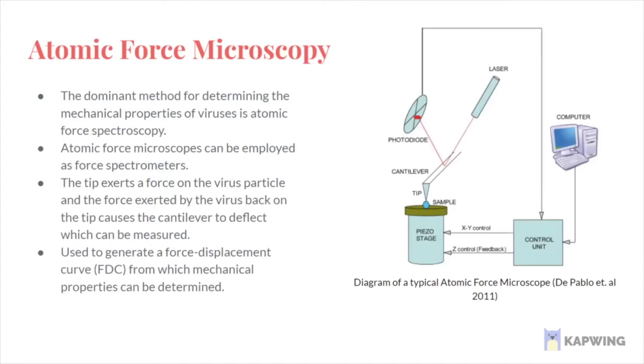The primary method for measuring the mechanical properties of viruses is atomic force microscopy. Effectively, the atomic force microscope is used as a force spectrometer. It applies a force to the virus and measures its mechanical response. It does this using a fine tip of a probe to indent the virus. The virus then exerts a force back on the probe, which causes a deflection in the cantilever. We can then plot a force displacement graph, and from the linear region, determine an effective spring constant.